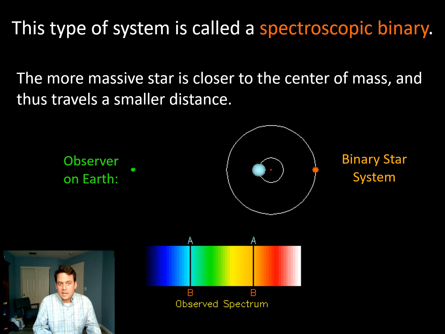This particular type of binary star system is something that we call a spectroscopic binary. Again, not very creative. It just means it's a binary star system where we can observe the distinction between these two stars. We can see their combined spectra, and we can observe the Doppler shifting of those spectra as they continue in their orbits.